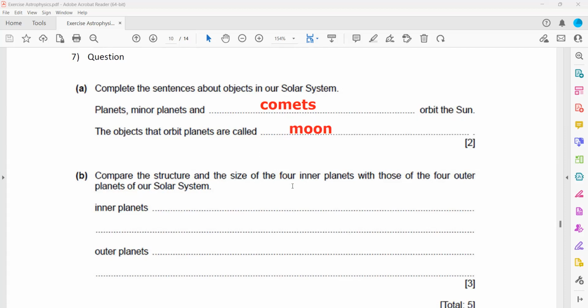Compare the structure and the size of the 4 inner planets with those of the 4 outer planets. So the 4 inner planets are basically rocky planets, and the 4 outer planets are basically gaseous giants. And the inner planets are smaller in size, whereas gaseous giants are bigger or larger in size.